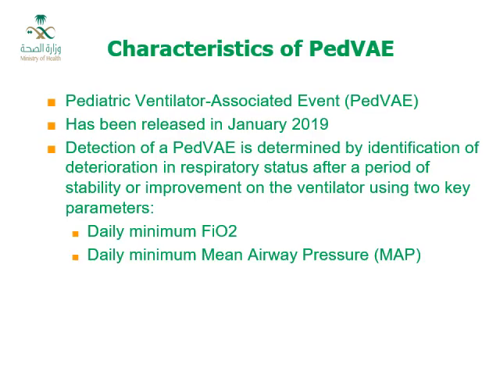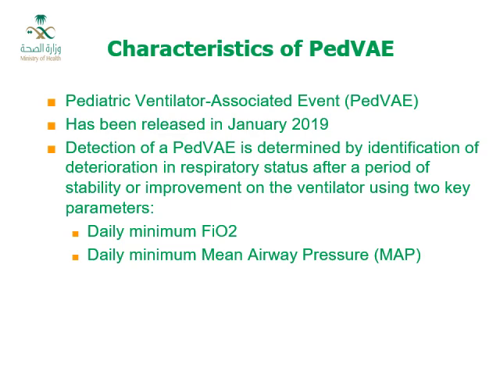The pediatric VAE protocol has been released in January 2019. What is pediatric VAE? It is detected by identification of deterioration in respiratory status after a period of stability or improvement on the ventilator using two key parameters. So the definition for pediatric VAE needs worsening in oxygenation for at least 2 days after 2 days of stability or improvement on the ventilator.